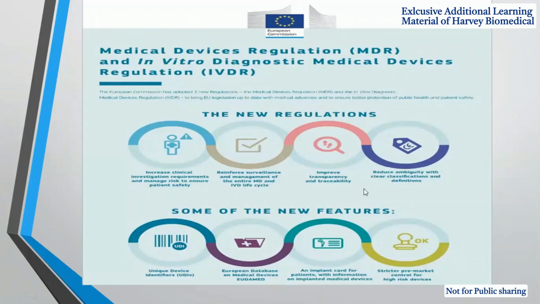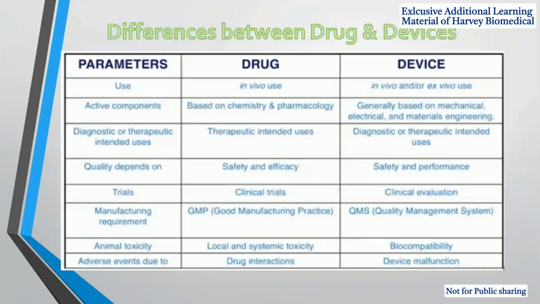Pre-market control for high risk devices. Why? Because once any high risk is involved, stricter pre-market control should be in place for products like class C or class B, or class 2B or class 3 products. Those classifications I will also explain in the further slides.